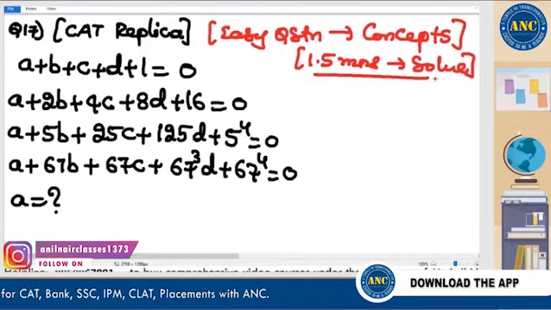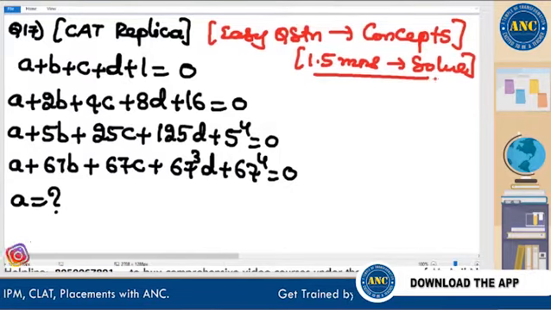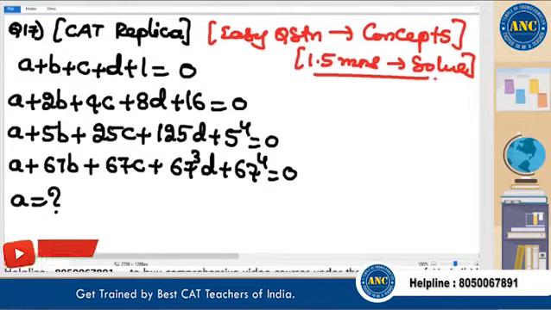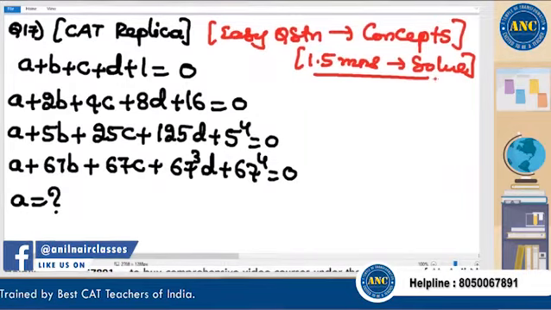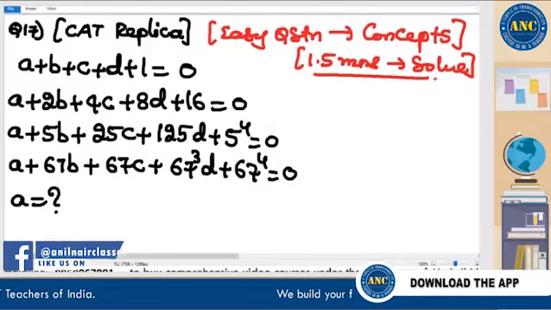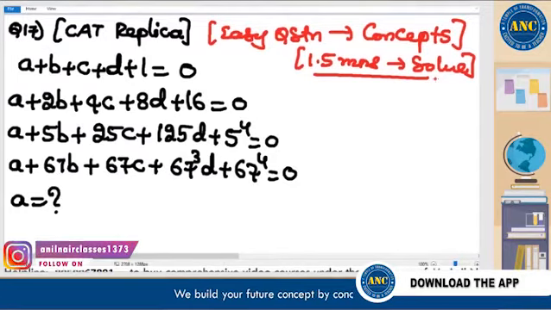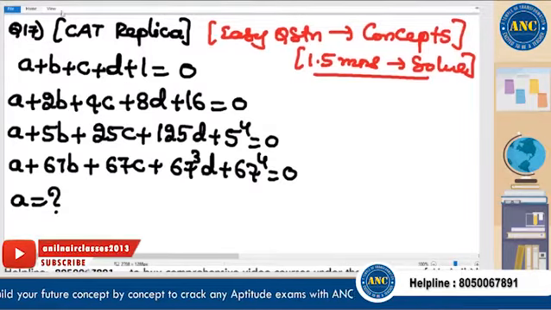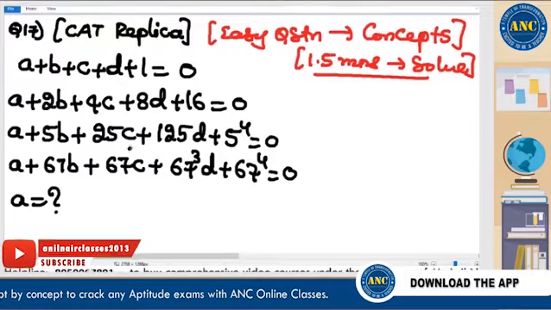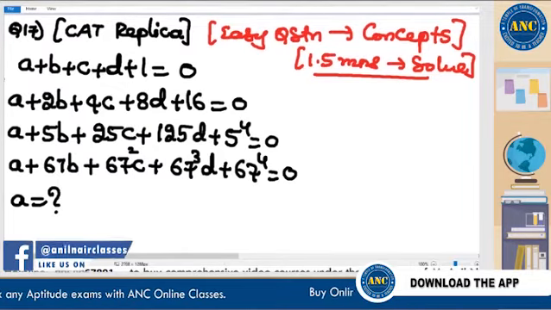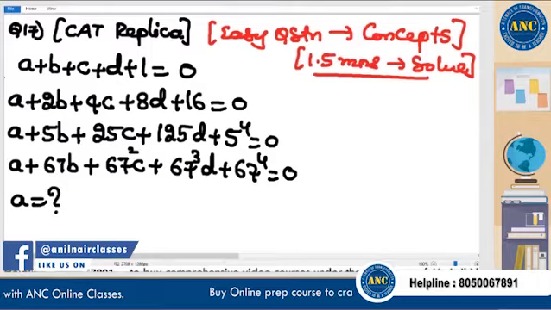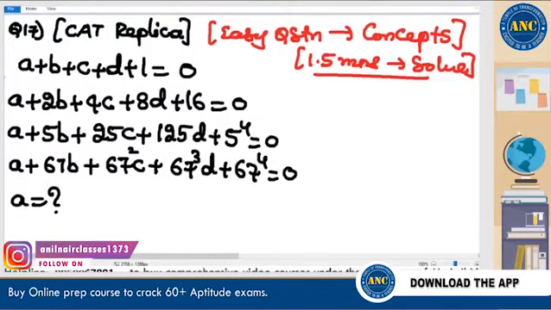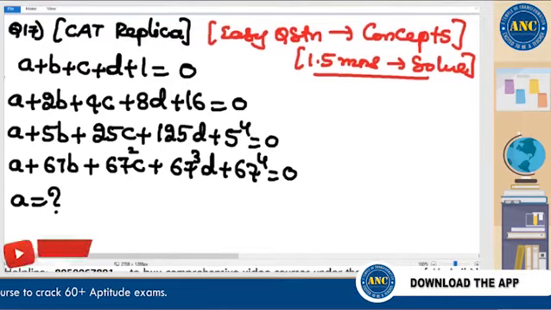A plus B plus C plus D plus 1 equals 0. A plus 2B plus 4C plus 8D plus 16 equals 0. A plus 5B plus 25C plus 125D plus 5 power 4 is 0. A plus 67B plus 67 square C plus 67 cube D plus 67 power 4 is 0. Here square is missing. Tell me the answer. Kindly tell the answer.